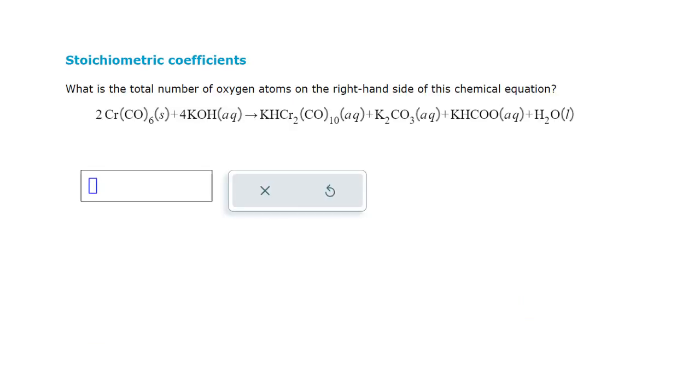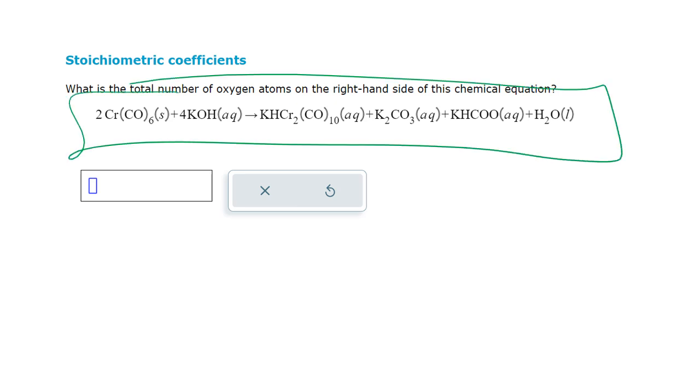This is the only other Alex to do. I don't think I'm going to put this on the test, but it introduces you to balancing equations. This is a balanced equation. It asks, what is the total number of oxygen atoms on the right-hand side of the chemical reaction? The right-hand side is the product, so you have to count the oxygens.